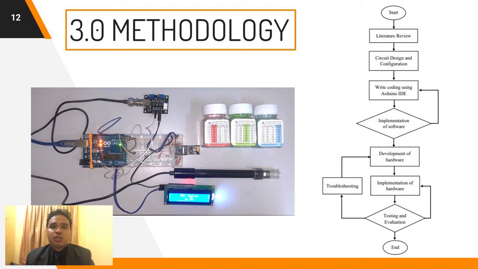After that, I can continue to write the coding of the project using Arduino IDE software. Then I implement the software. If the coding is not suitable or corrupted, I need to go one step backward to rewrite the coding. After the coding is done, I need to do development of the hardware and then implement it. Then I test and evaluate the hardware. If I am not satisfied with the hardware, I need to do the troubleshooting of the hardware. If all of that is satisfied, then it's all done.